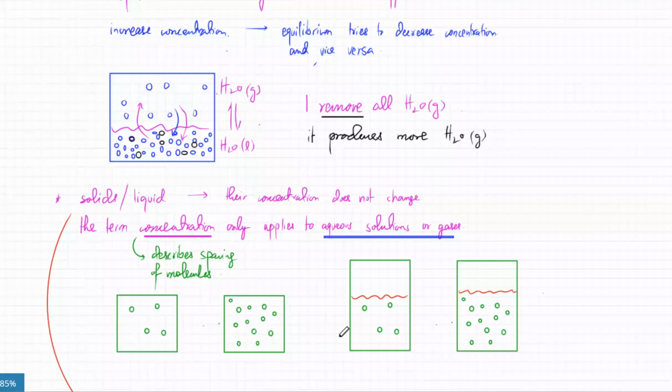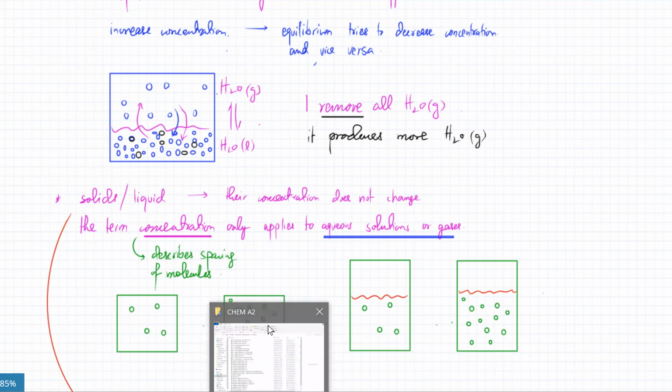3 rules. Increase pressure, कम gas बनेगी. Decrease pressure, there'll be more gas. Increase temperature, endothermic. Decrease temperature, exothermic. And if you try to increase or decrease concentration, it does the exact opposite.